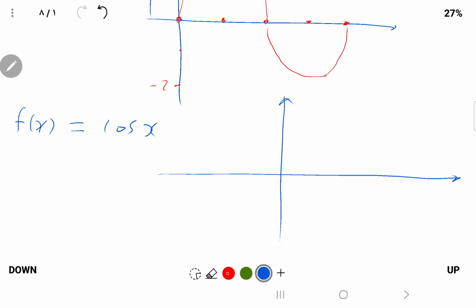So the parent function consists always of 5 points. So here you have plus 1. That's the amplitude, which is here, plus 1. And since here you have 1 also, the period of the function is 360. So 360 divided by 1 equals 360.